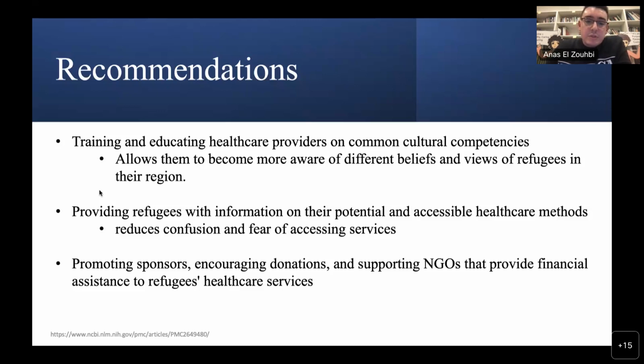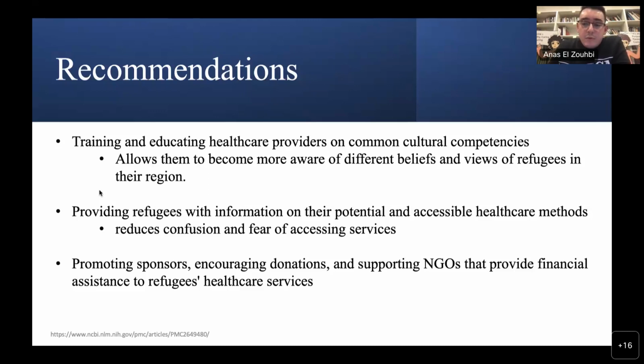So let refugees know where they may be potentially able to access healthcare services, and some of the possible groups that may be able to support them financially if they are suffering from financial burdens. This also helps reduce the confusion that refugees are facing, and also helps control the fear that they have of accessing healthcare services maybe in an unknown region. And finally, an important one would be to promote sponsors, encourage donations, and support NGOs that provide financial assistance to refugees.